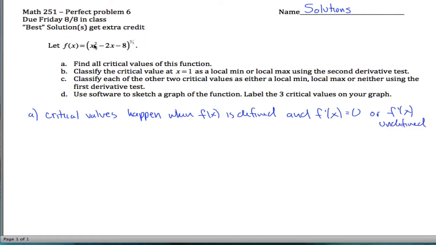The nice thing about this function is it's defined everywhere. We don't ever divide by 0 or take any square roots of negative numbers or anything like that. So we can ignore this first criteria. To figure out the critical values, all we need to do is figure out when f prime of x equals 0 or when f prime of x is undefined. So to do those things, I guess we'll need to know what f prime of x is.